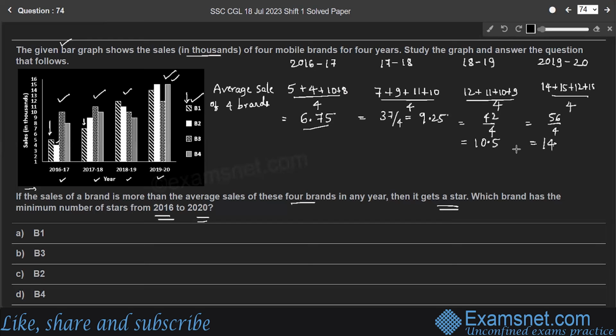So compare these average sales, these 4 values, with the individual sales, right? So here we'll consider 2016-17.